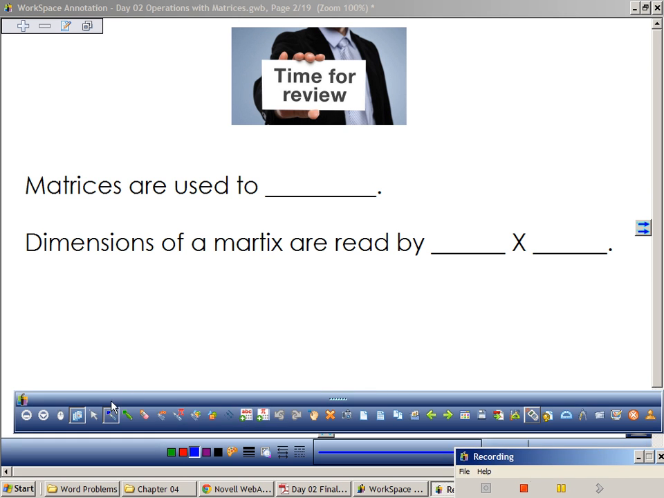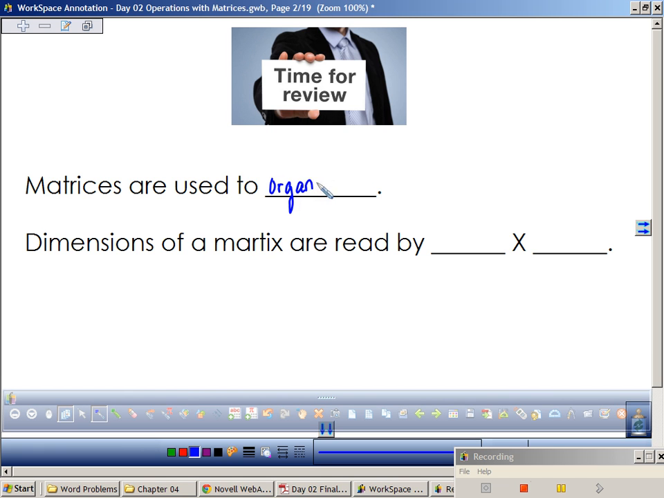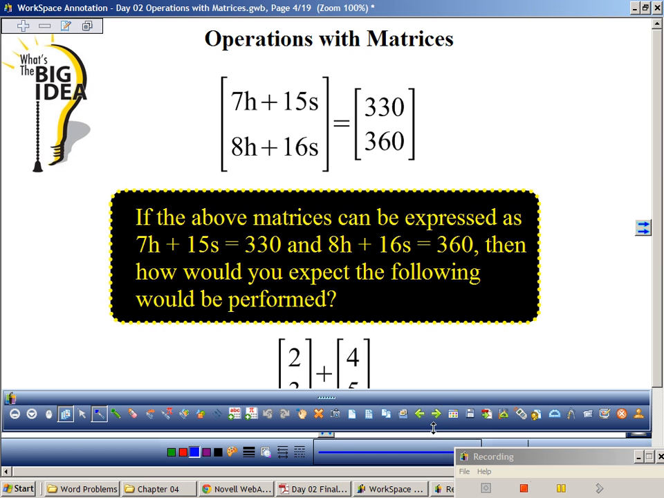Okay, so let's do some review. Yesterday was a pretty easy day, right? Yes, Mrs. Mahler. Matrices are used to what? Organize. Fantastic. Dimensions of a matrix are read by row by column. That pretty much sums up yesterday, right? All right, I'll be able to perform operations using matrices. I'll be able to explain when a matrix does not exist and why.